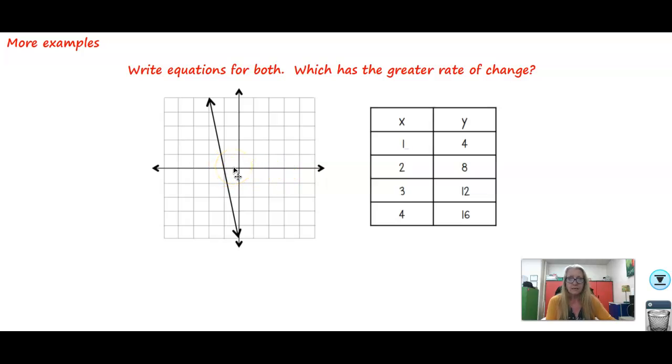Now, don't get freaked out about this graph. I know there's no points on it. You can figure out where the points go, okay? And I'll show you how to figure that out.